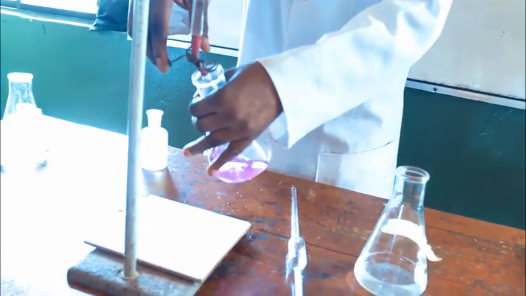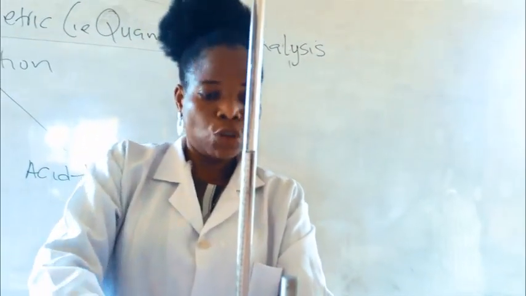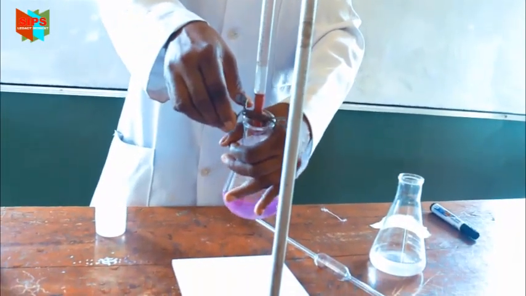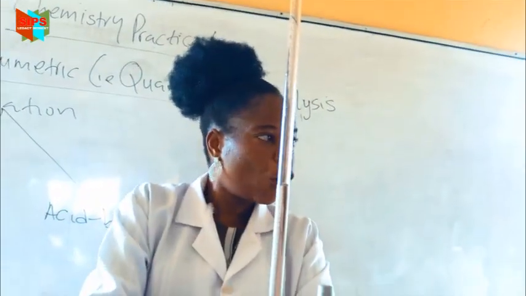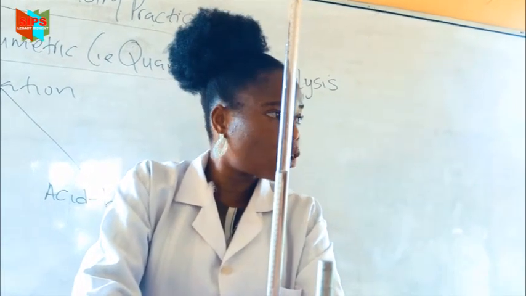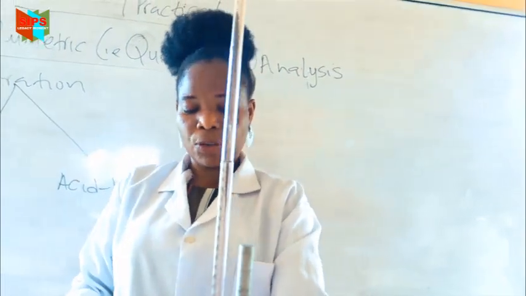And you must ensure that the acid running from the burette drops on the base in the conical flask. You don't allow it to spread on the surface of the conical flask.